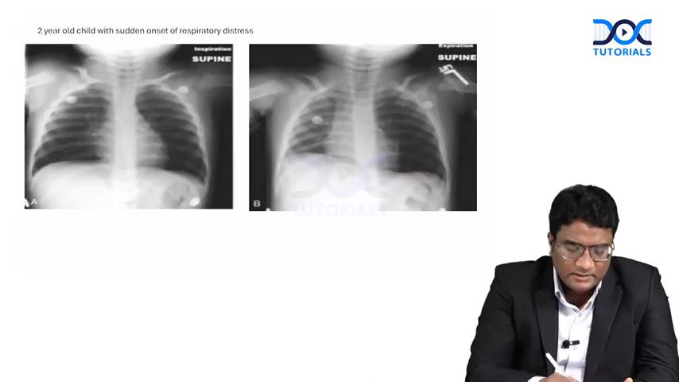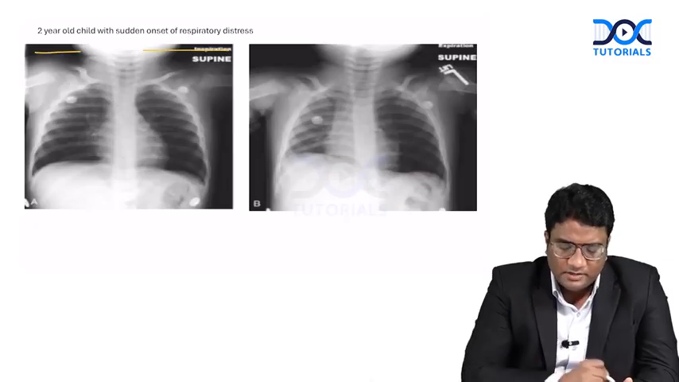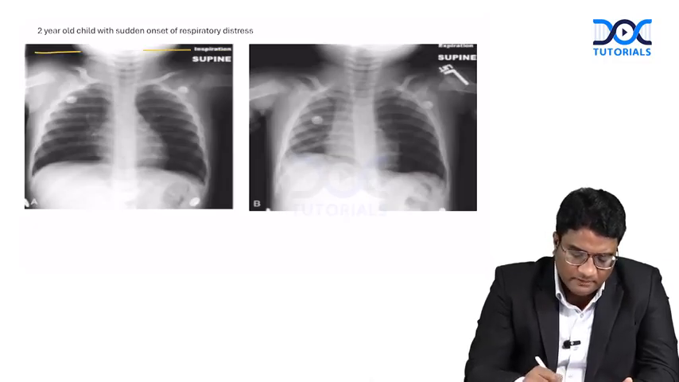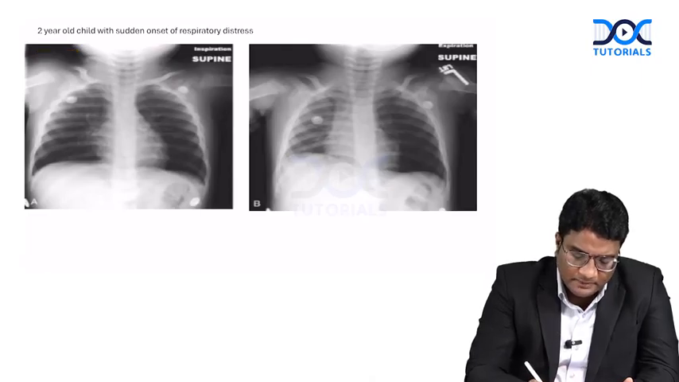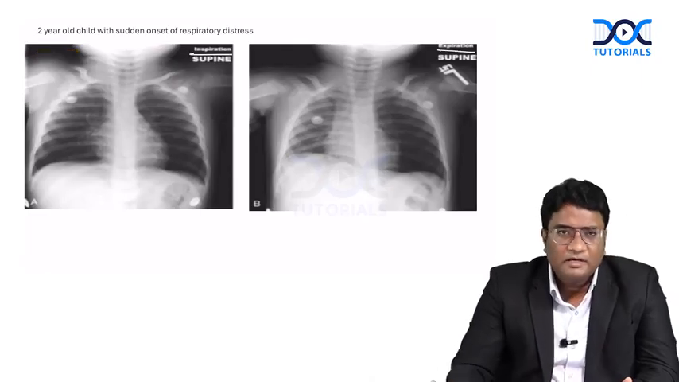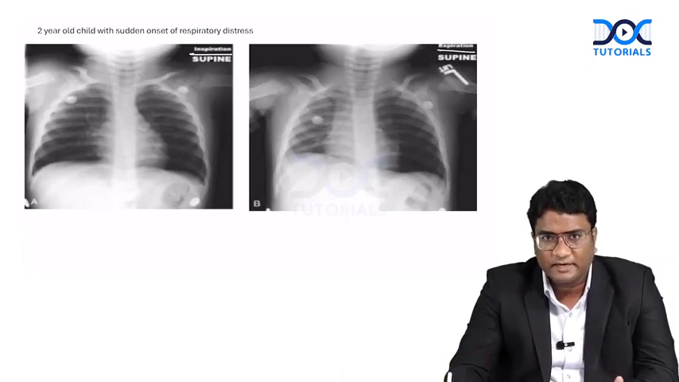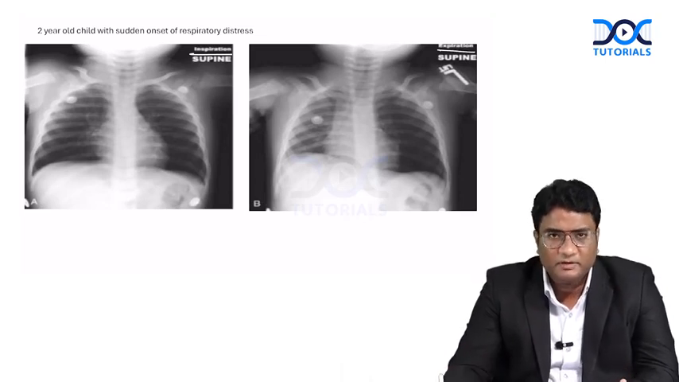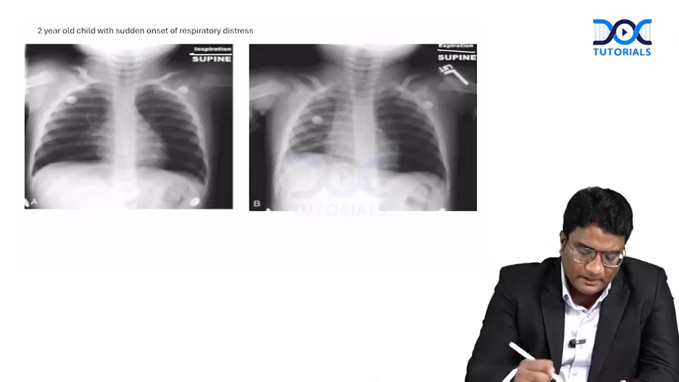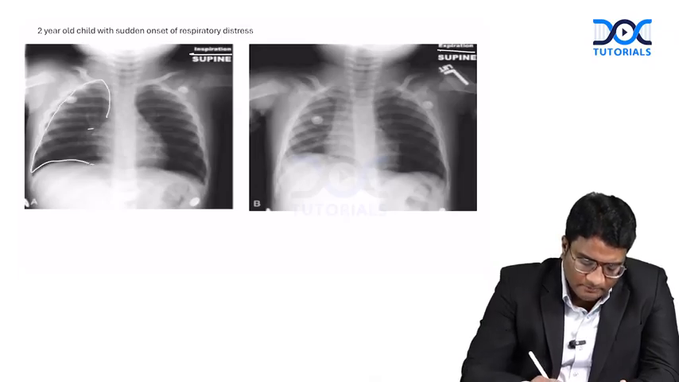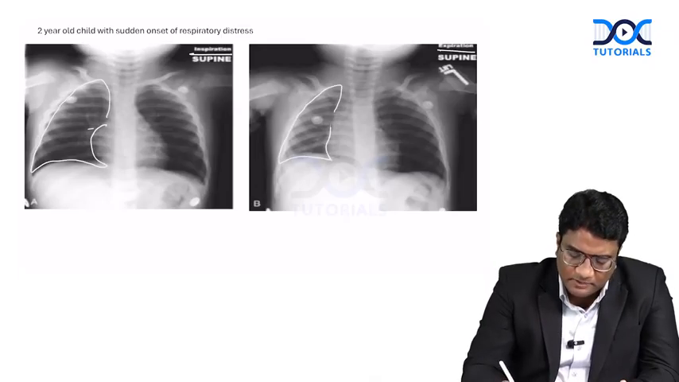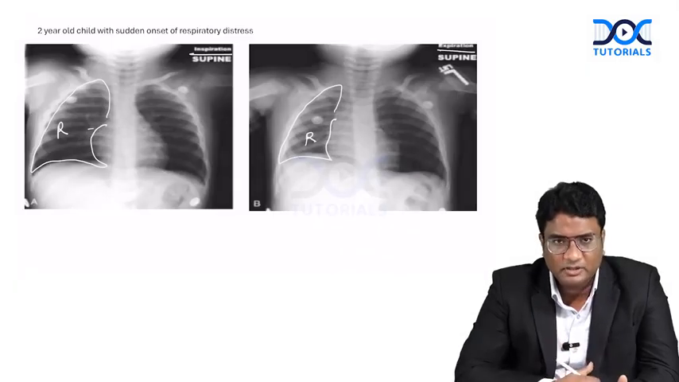Now look at this. This is a 2-year-old child with sudden onset of respiratory distress. Inspiratory and expiratory films are given to you. This is the inspiratory film and this is the expiratory film. Where do you think is the foreign body? Is it in the right lung, the left lung, or the esophagus? If you look carefully, in inspiration the lungs will be big, in expiration the lungs will be small. So the right lung is big in inspiration, small in expiration. This is normal.